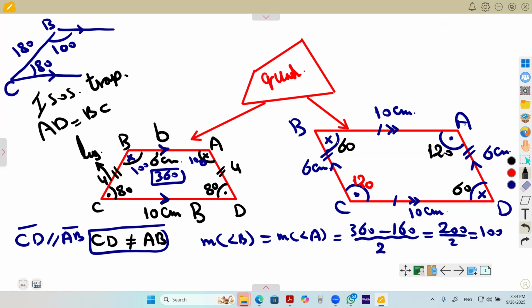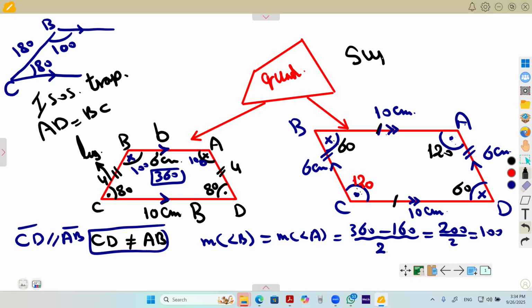C plus B, 180, B plus A, 180, A plus D, 180, D plus C, 180. Okay? So we have four properties of the parallelogram. We will say it again. Each two opposite sides are parallel and equal in length. Opposite angles, equal in measure. Consecutive angles, they are called supplementary.